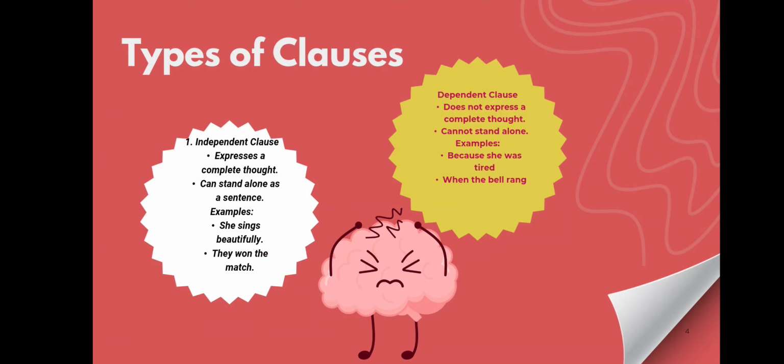Types of clauses. There are two types of clauses, independent clause and dependent clause. Independent clause is also known as a main clause. It expresses a complete thought and it can stand alone as a sentence. For example, she sings beautifully. They won the match.